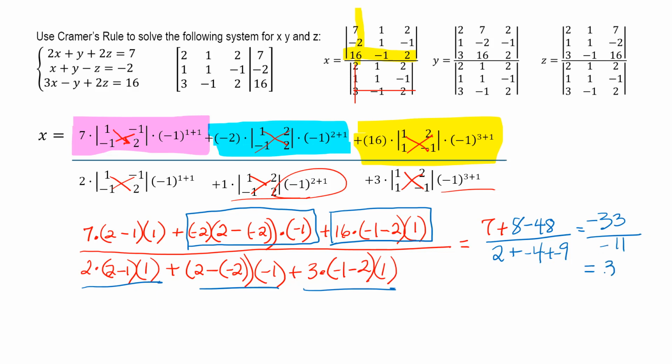So x is 3. So remember that this method of finding determinants is called the method of cofactors. This is the method you should be using, not the method from lesson 101.